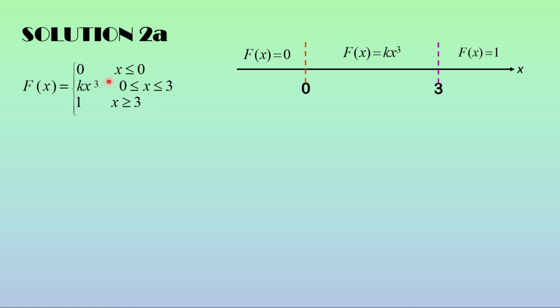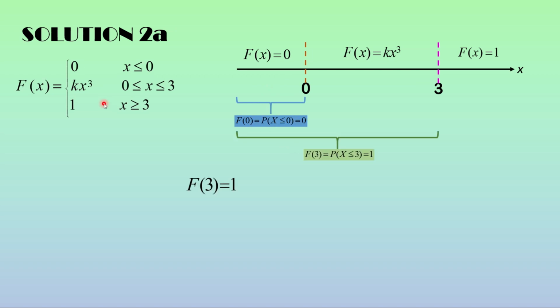First, let's try for x equals 0. The cumulative distribution function when x is 0 is equals to 0. That means the probability from negative infinity to 0 is 0. It is not useful in order to find k.